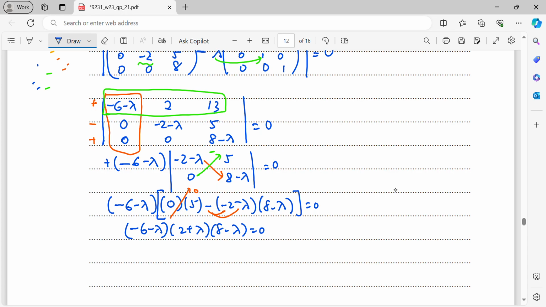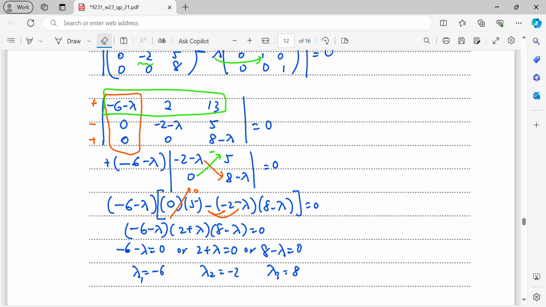So minus 6 minus lambda equals 0, or 2 plus lambda equals 0, or 8 minus lambda equals 0. That means lambda equals minus 6. Let's say this is the first lambda, the second lambda is minus 2, and the third lambda is 8. So with these 3 lambda values, 3 eigenvalues, I need to find 3 eigenvectors.